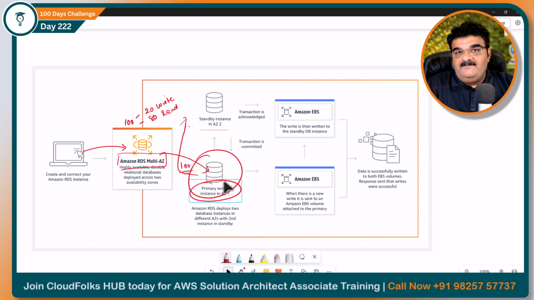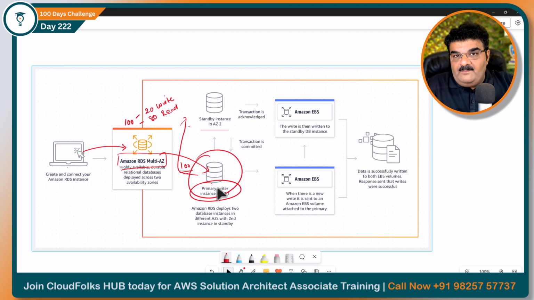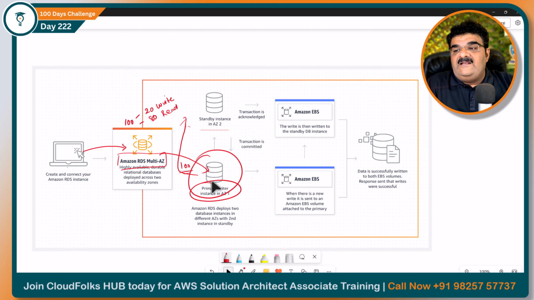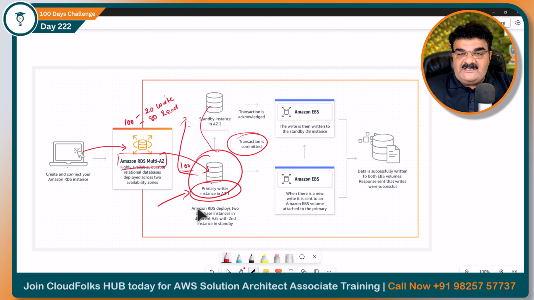So here, when your primary is in multi-AZ option, not multi-AZ DB cluster, it is multi-AZ. In multi-AZ, let's say that we got one request. Now it will handle this. Then it is going to sync with the standby. It will get the commit message from there. Then it will handle the second request. After getting commit from the standby instance, then it will handle the second request.